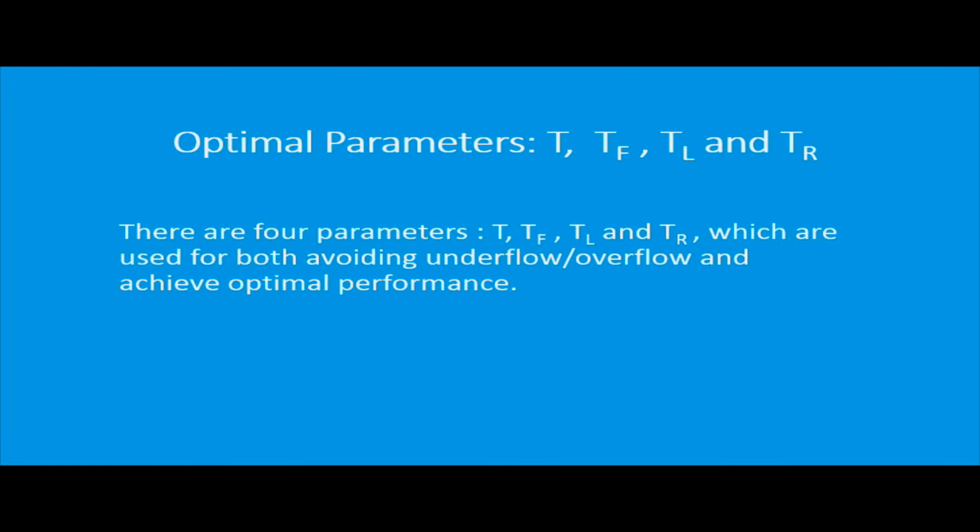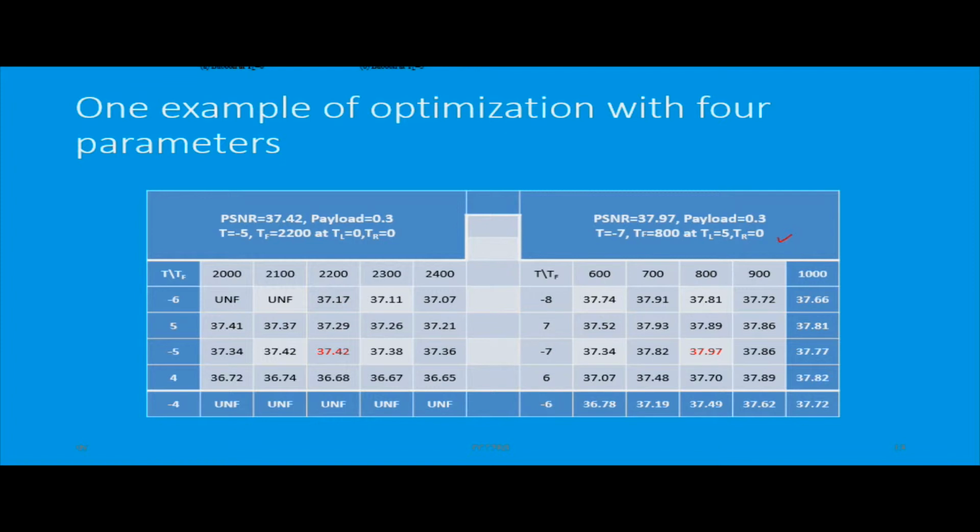Basically, those 4 parameters, T, TF, TL, TR, we also try to optimize, namely we find those values to achieve optimal performance. For instance, in these 2 figures, on the left-hand side we have a red one, and on the right-hand side, with a different amount of data, we also have a red one. For the left-hand side, T is -5, TF is 2200, TL is 0, TR is 0. For the right-hand side, T is -7, TF is 800, TL is 5, TR is 0.